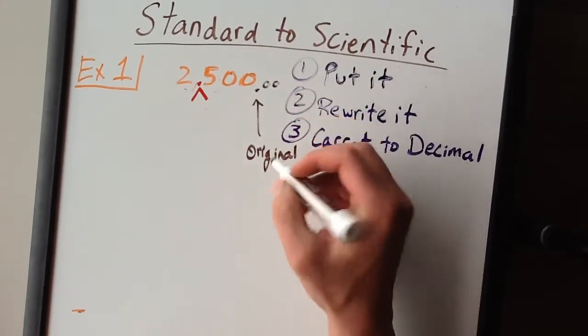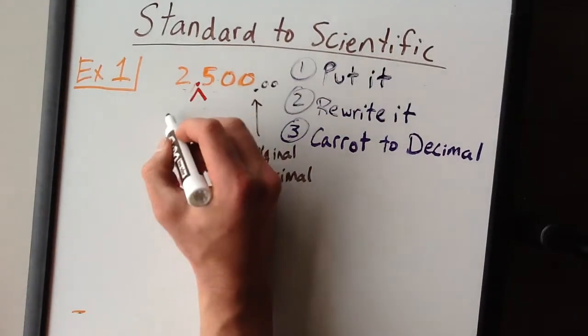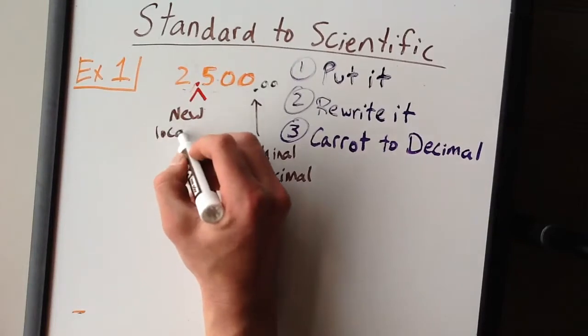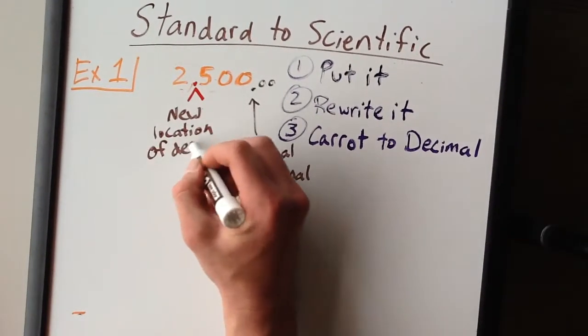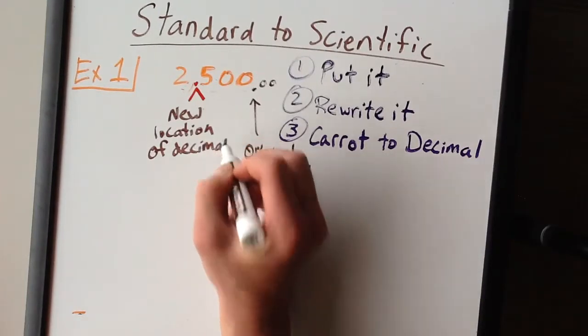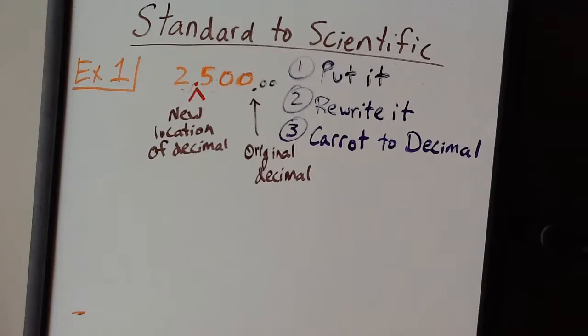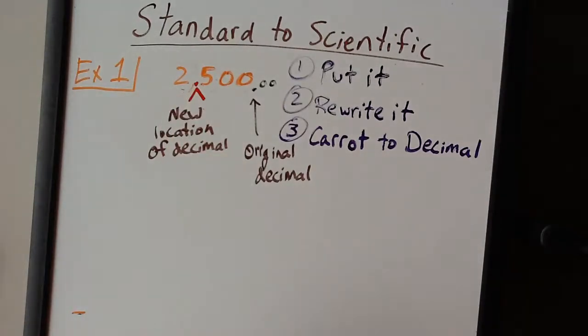Write this down, original decimal. And right here is new location. New location of the decimal. Okay, that's my original location. This is my new location after I put it in scientific notation. Okay, so that's step 1. Put it. Put the caret with the decimal. Put the caret after the first digit that is not 0.